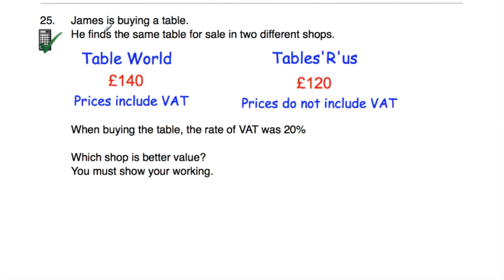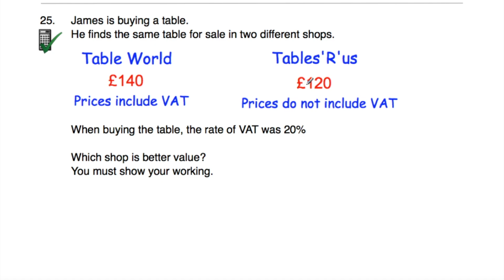Okay, question number 25 says, James is buying a table and he finds the same table for sale in two different shops. There's Table World and Tables R Us. And in Table World, the price is £140 and that includes VAT. And in Tables R Us, the price is £120, but it doesn't include VAT. But when buying the table, the rate of VAT is 20%.